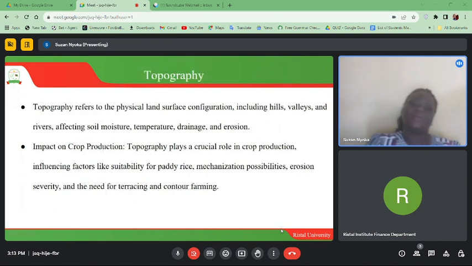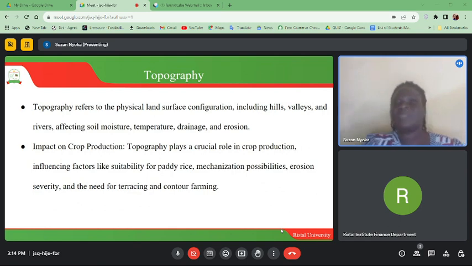And next is topography. Topography refers to the physical land surface configuration, including hills, valleys, and rivers, affecting soil moisture, temperature, drainage, and erosion. Impact on crop production. Topography plays a crucial role in crop production, influencing factors like suitability for paddy rice, mechanization possibilities, erosion severity, and the need for terracing and contour plowing.